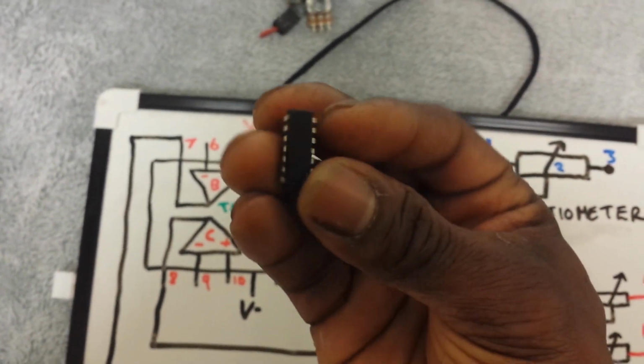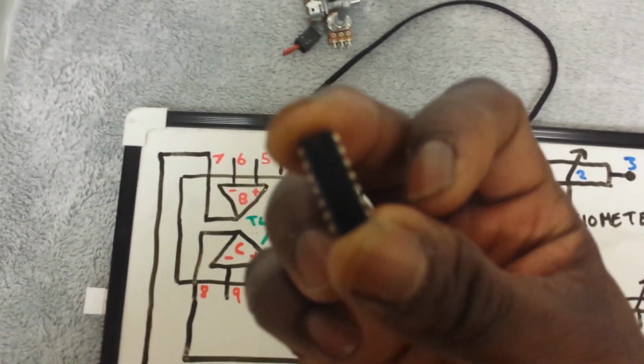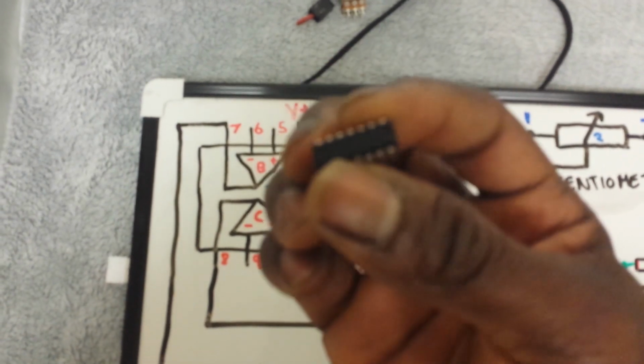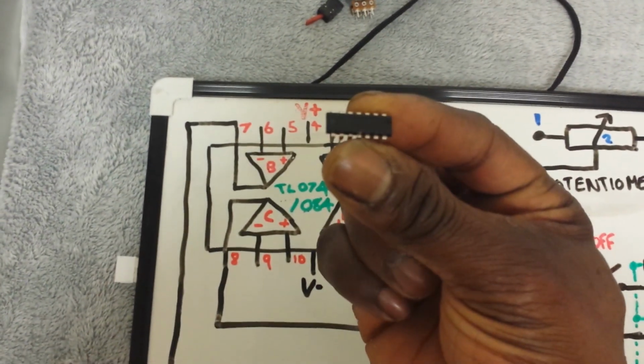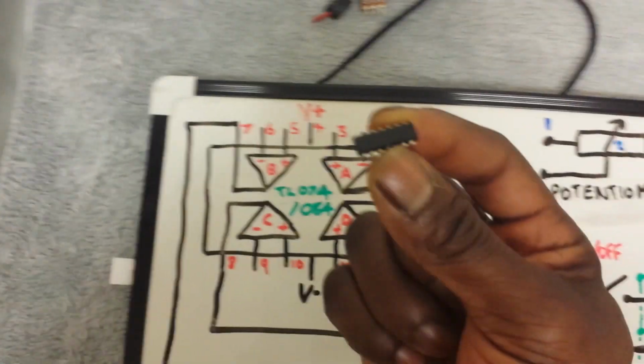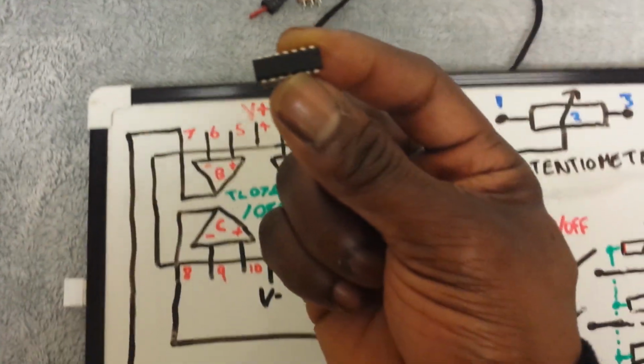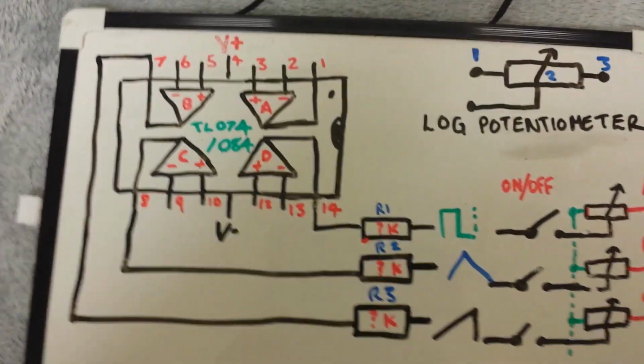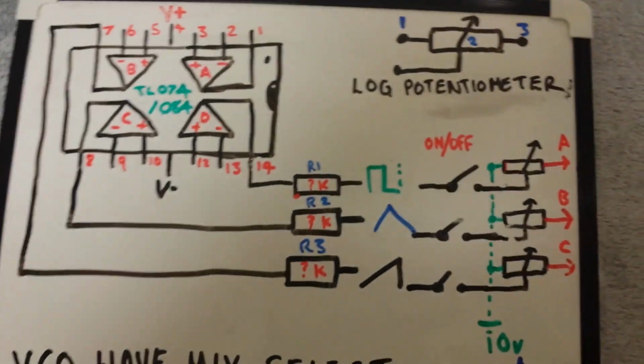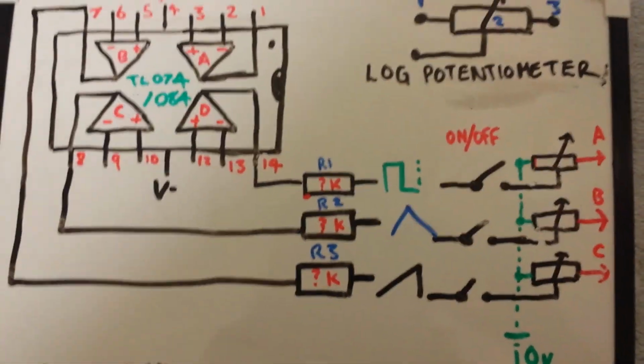If you're unsure of the pin outs, make sure you have a look at the data sheets. There's plenty of diagrams online if you just have a look through Google and look through the images for the operational amplifier pin outs. Now there's 2 ways we can do this. I'm going to quickly run you through the first way.